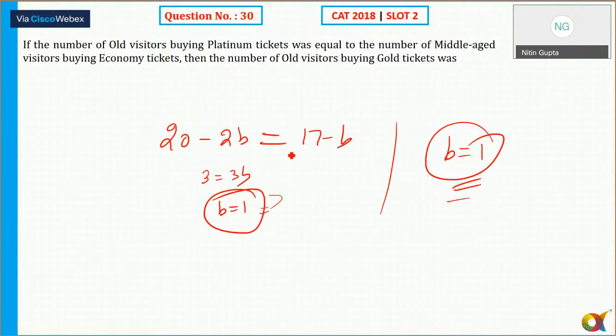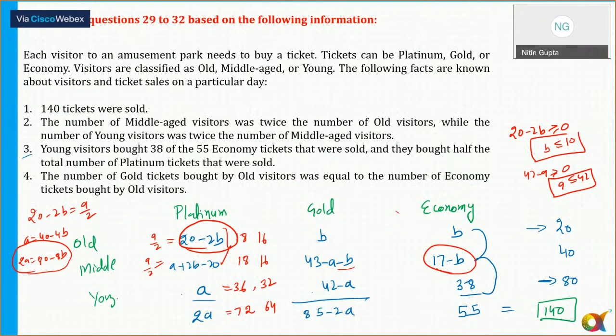So 20 minus 2B is equal to 17 minus B. So 20 minus 17, that is 3, and this goes over here, so 3B. So B is equal to 3 we are getting, not 1. But can B be equal to 3? That is the point here. If I take B equal to 3, whether it will satisfy other values, we need to check. Probably it will not satisfy.